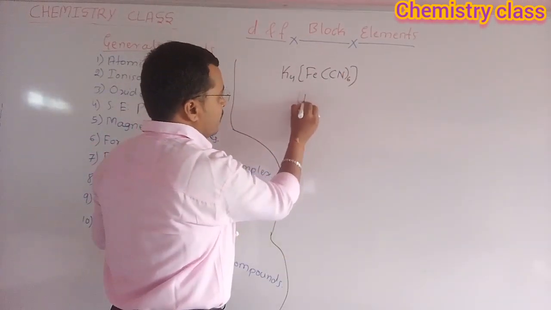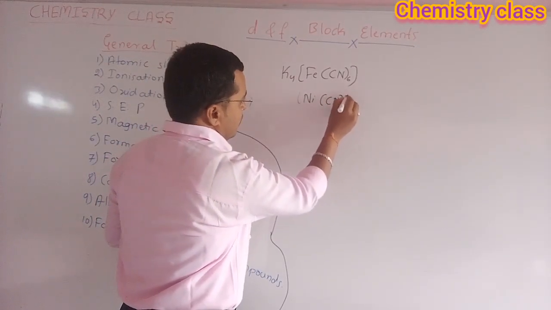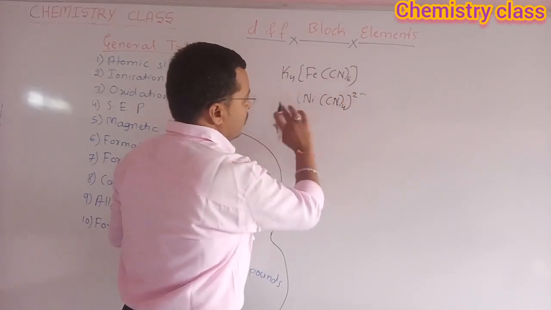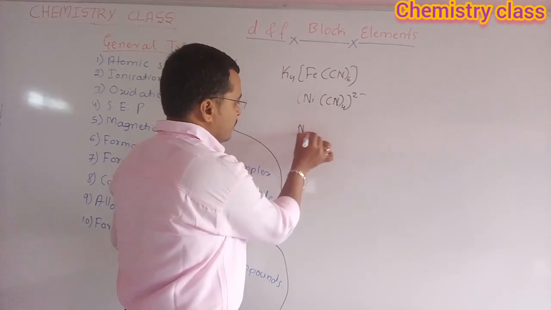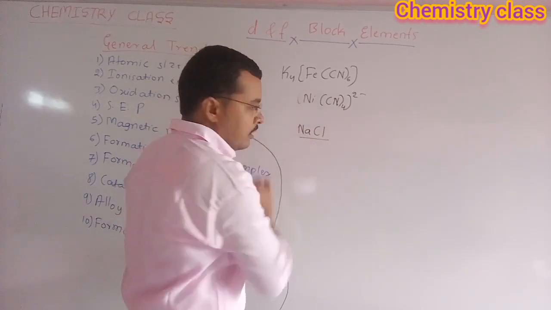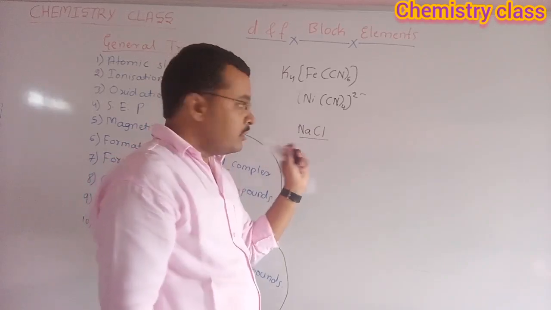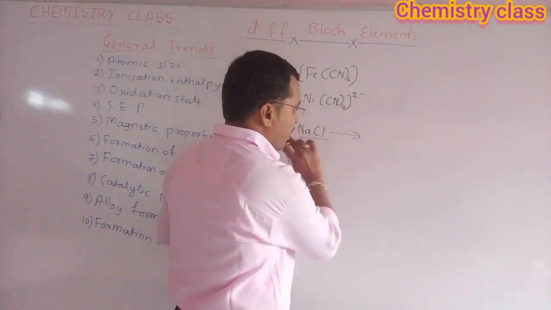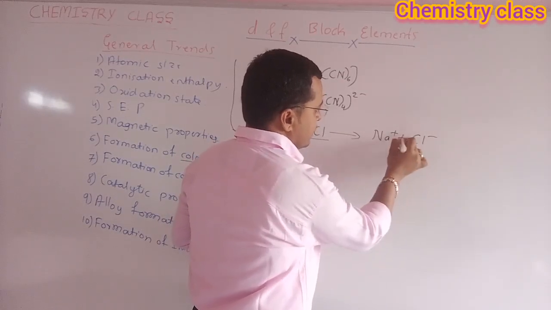Another one, [Ni(CN)4]2-. This is also one of the complexes. And next, NaCl. This is not a complex. This is a simple salt. It means whenever it undergoes ionization, it can be converted into Na+ and Cl- ions.